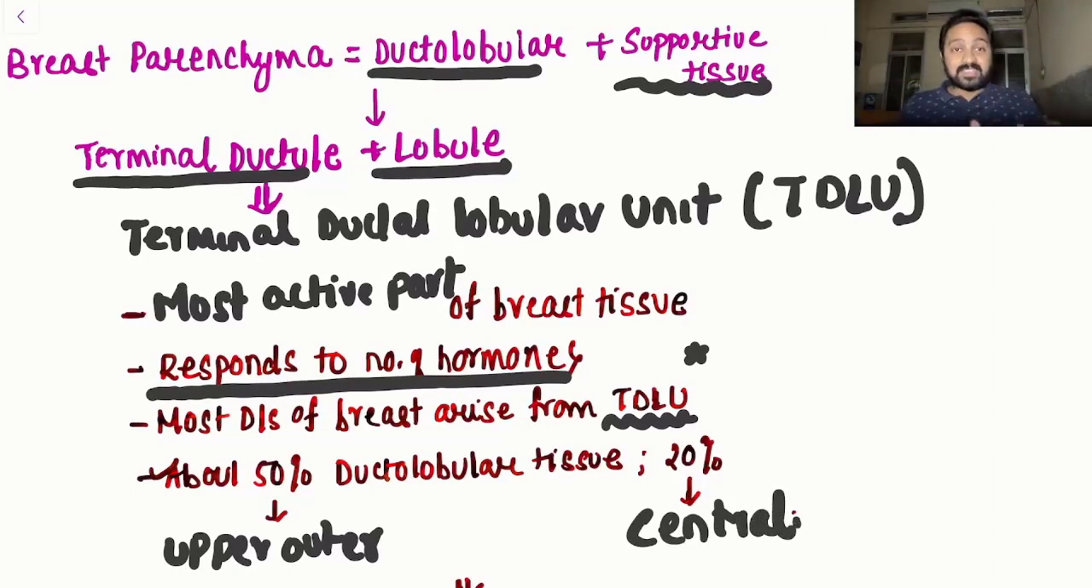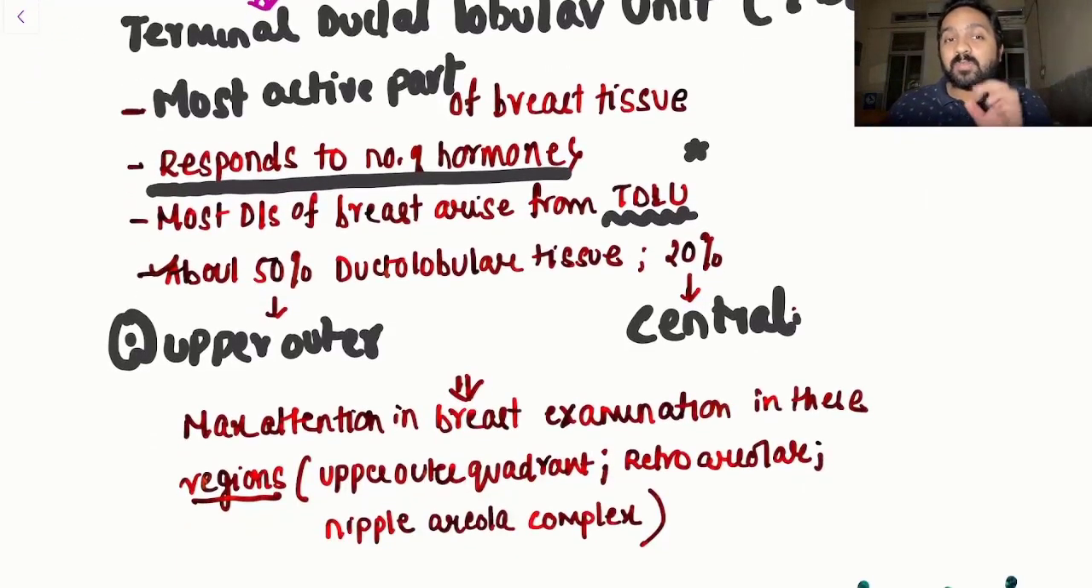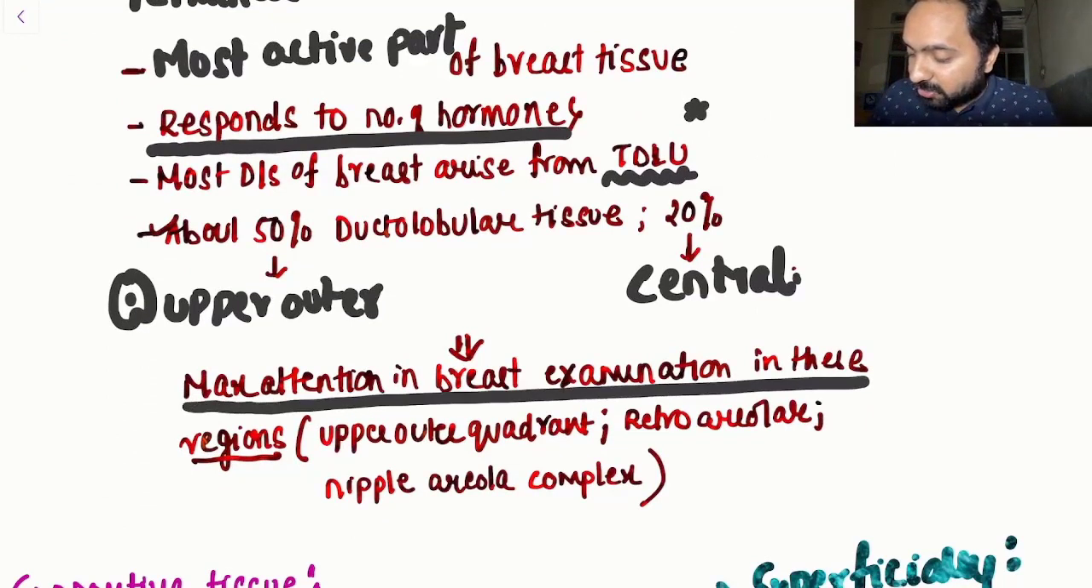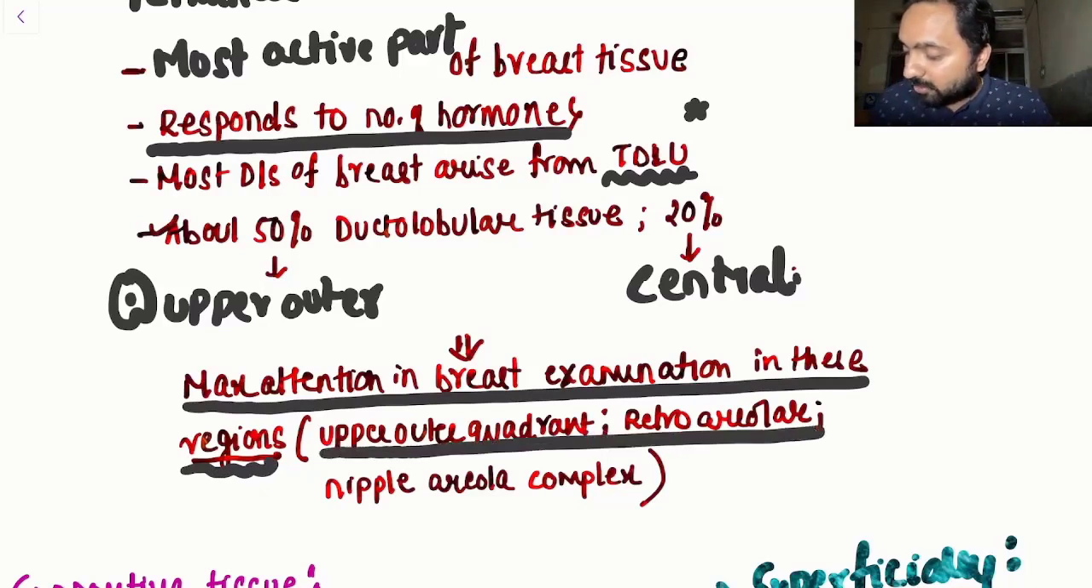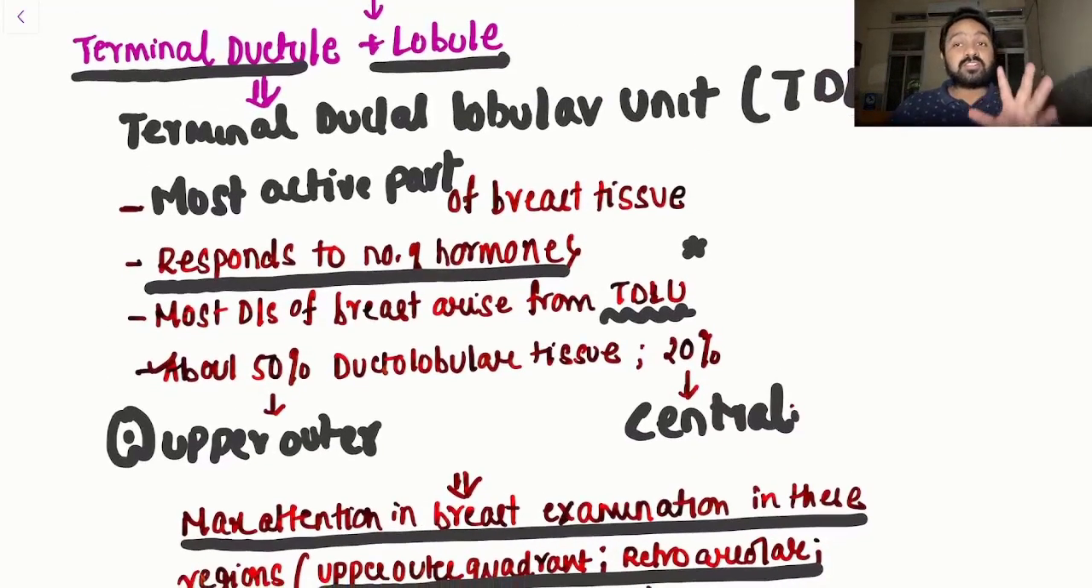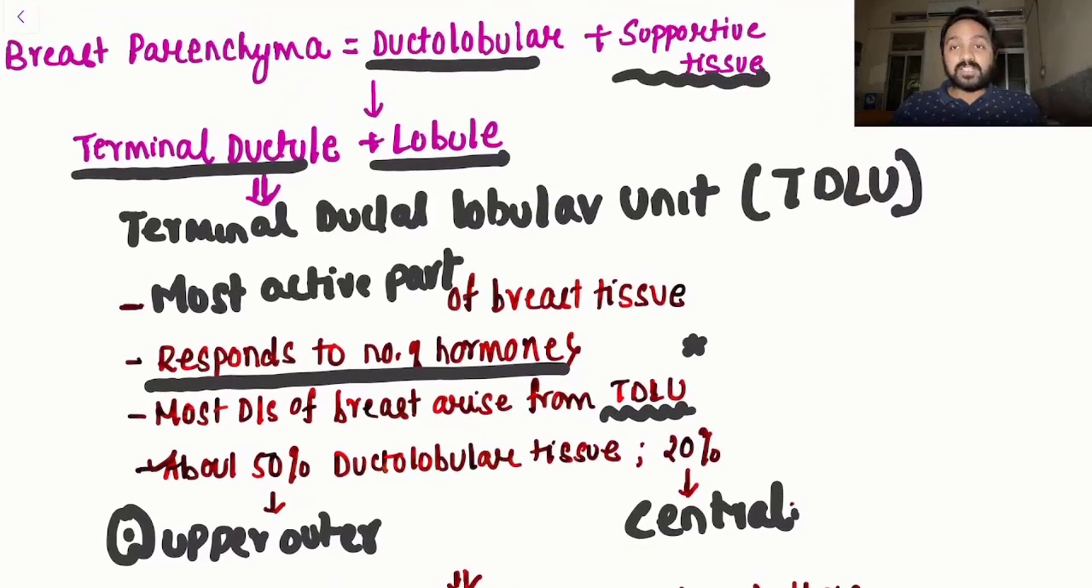Now as we have discussed, this TDLU is the most active part responding to a number of hormones, and most diseases of the breast arise from the TDLU, and around 50% of ductolobular tissue is situated in your upper outer quadrant. So we get a very important MCQ over here. The max attention in your breast examination should be given in these regions, right? That is your upper outer quadrant, retroareolar and your nipple areolar complex, right? So this is the importance of the terminal ductal lobular unit.